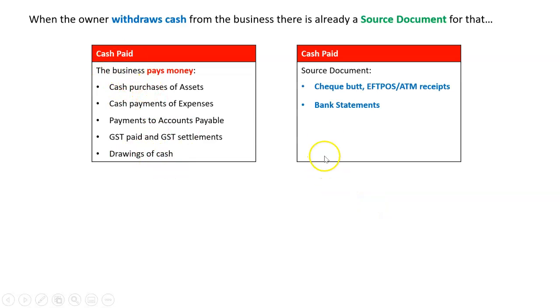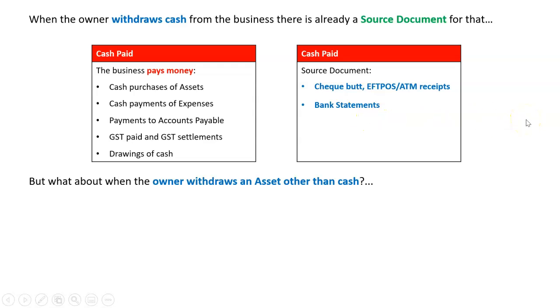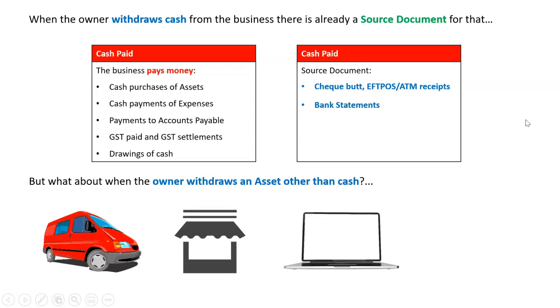Got drawings of cash, and the source document could be either a check card, EFTPOS, or ATM receipt, depending on how the money was taken out. And then we can also verify that with the bank statement. But what about when the owner withdraws an asset other than cash, like a car, property, laptop, or maybe even inventory? How do we treat that?